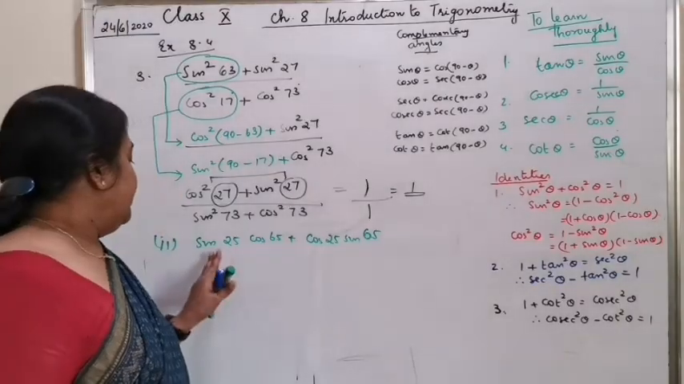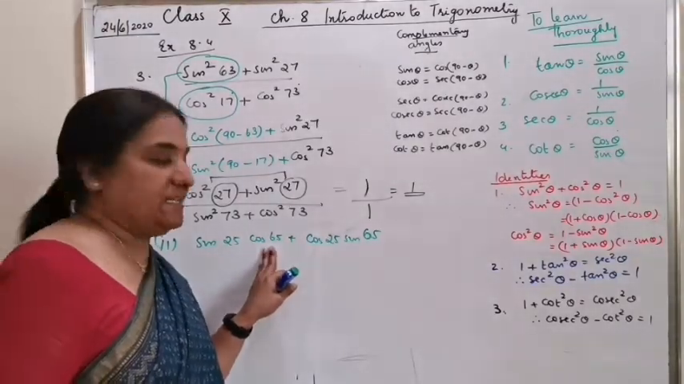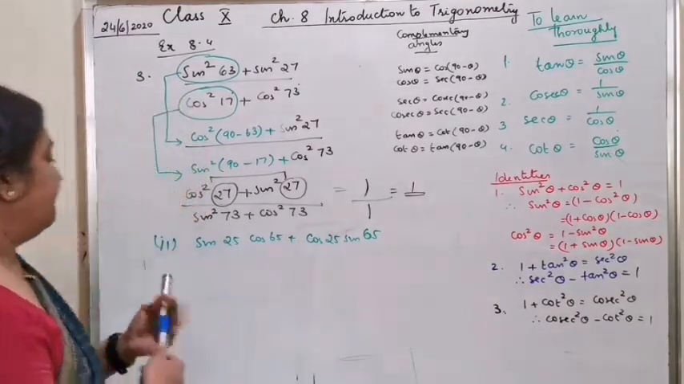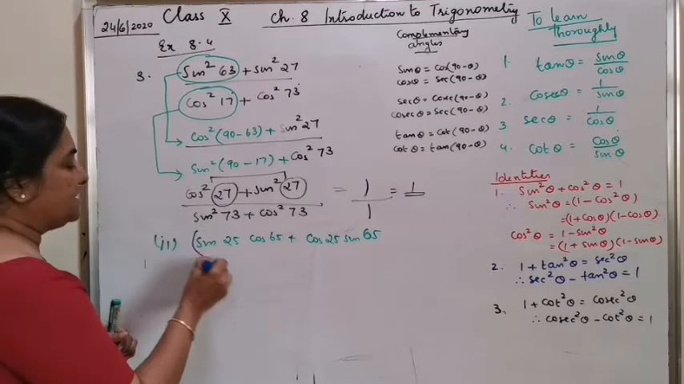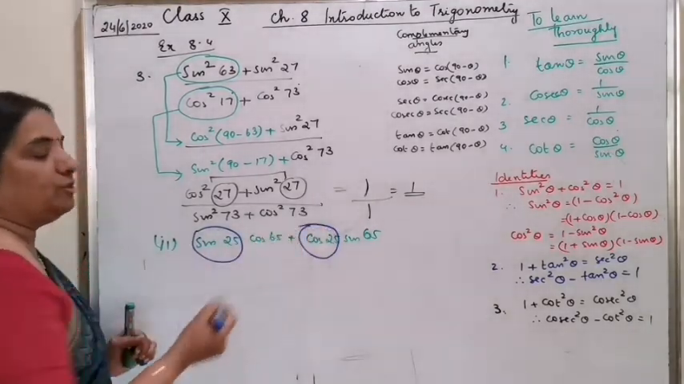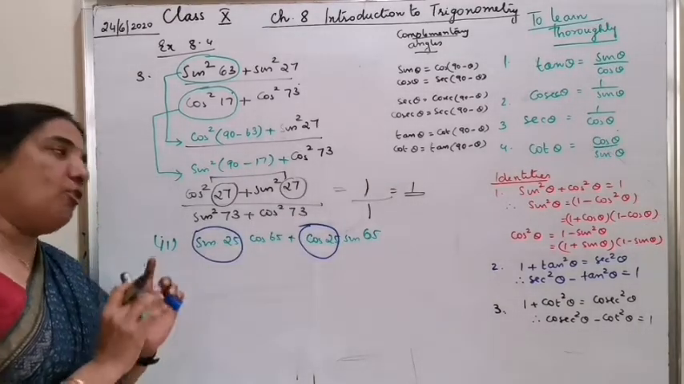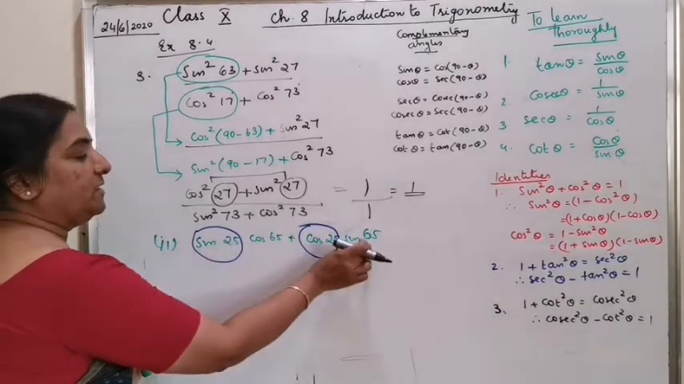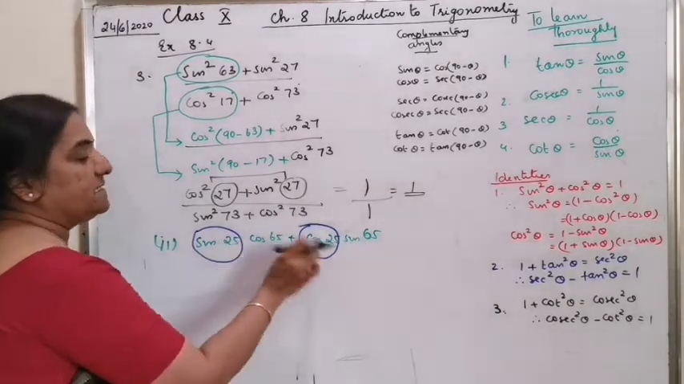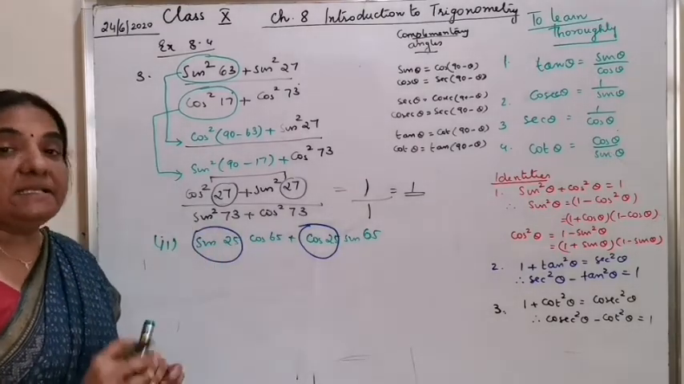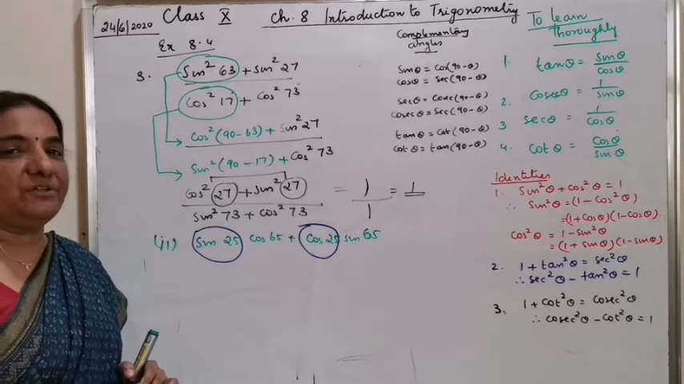Second question, sine 25 cos 65 plus cos 25 sine 65. So let's change the first one in both of them so that the angle will be retained as 65 degree, or if you are changing the second one in both, it will be retained as 25 degree. Make sure that the angle is maintained as the same angle for both the ratios.